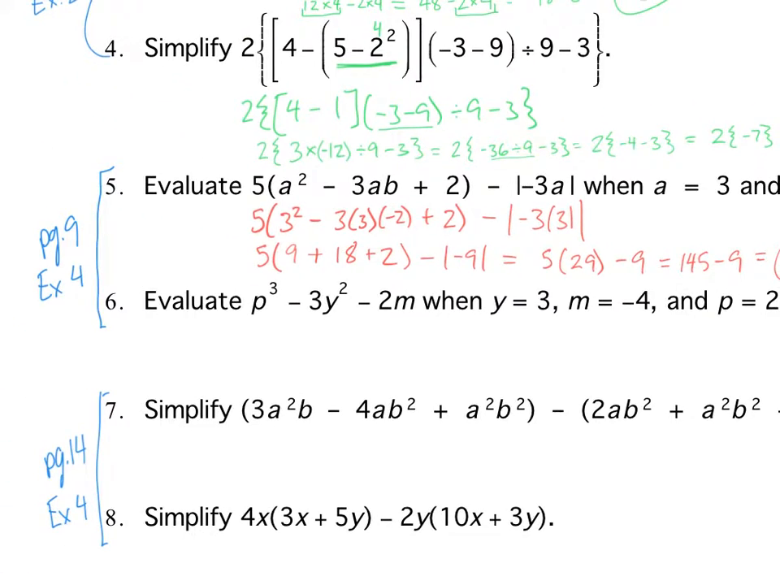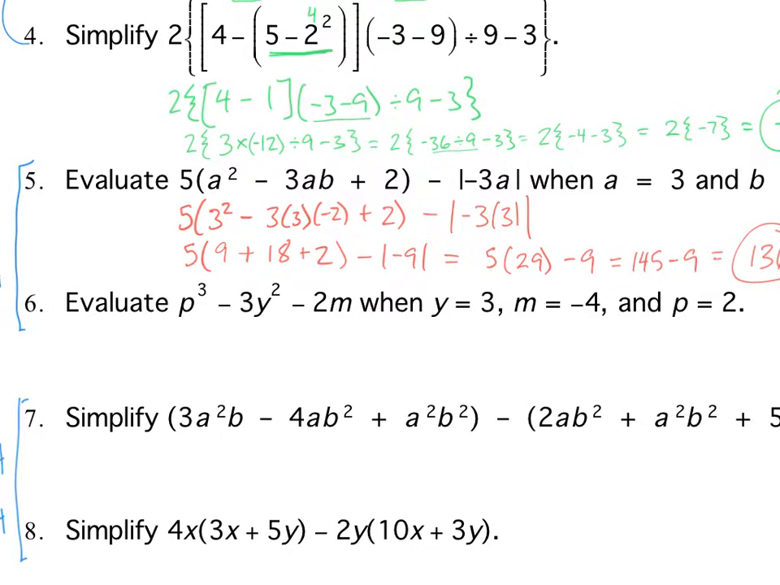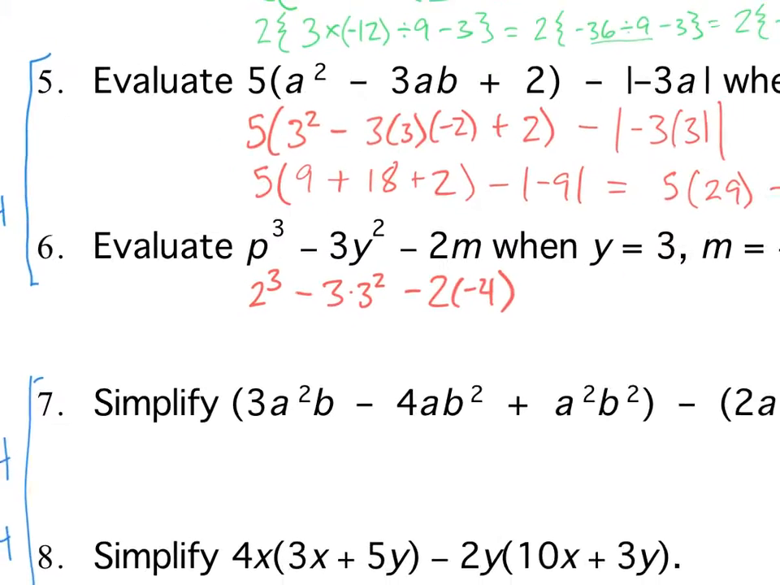The next problem is similar to that, but we have 3 letters. So if P equals 2, we'll substitute 2 in the place of P. Y is equal to 3. And then M is equal to negative 4. Then we should simplify each of these terms, do the exponents and multiplication before we do the addition and subtraction.